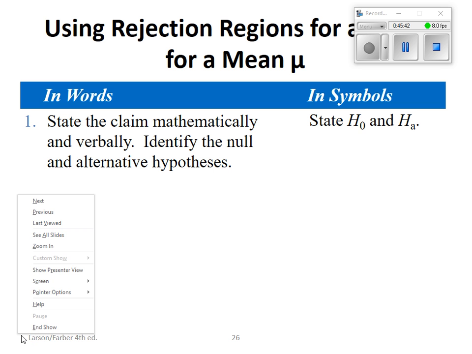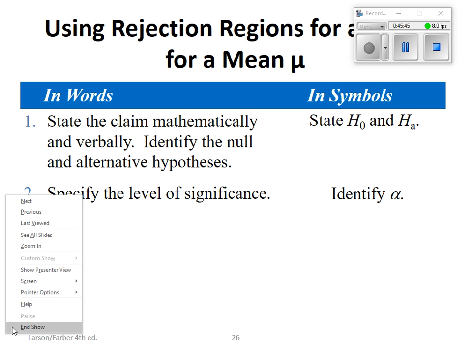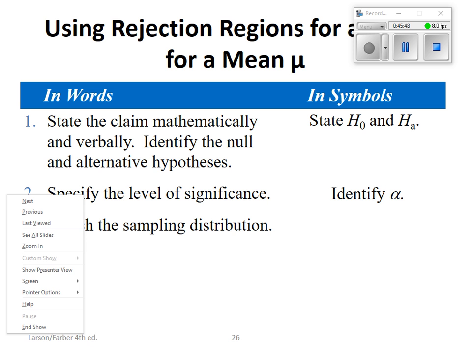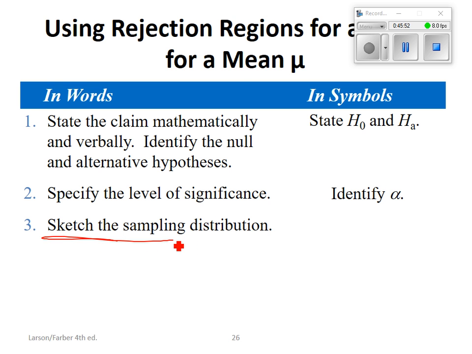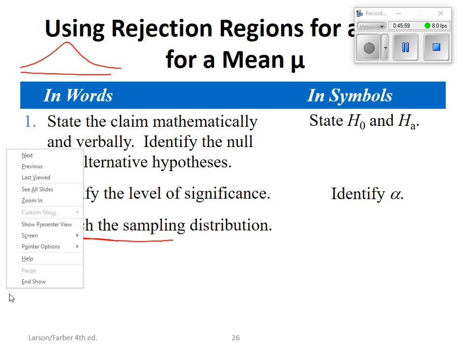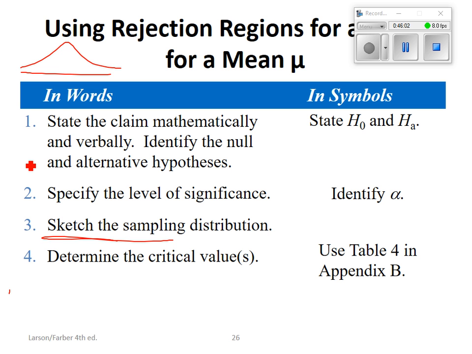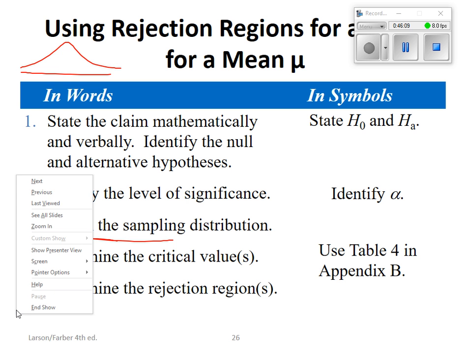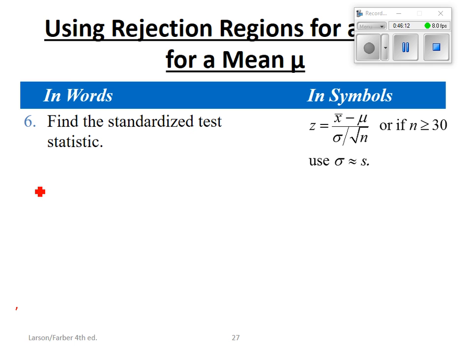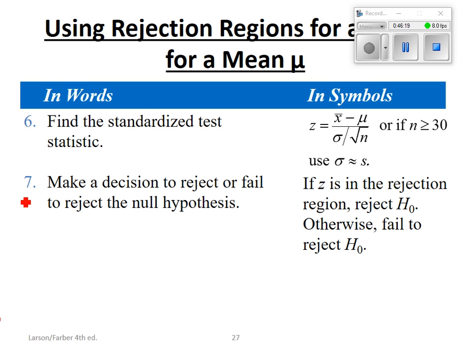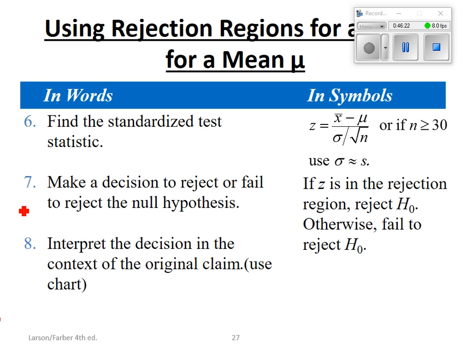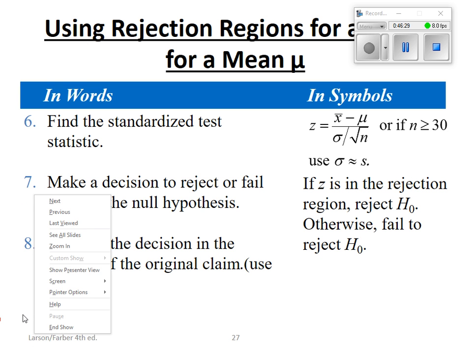So what we're going to do is the same thing over again. State the claim, H0, identify alpha, sketch the sampling distribution. Notice on this one, sketching the sampling distribution is up higher, because now you're actually using the graph to decide instead of just using it as a picture to help you. Determine the critical values. We use that little chart that you just wrote down. Determine the rejection region or regions. Find the standardized test statistic. We're going to have to use that formula. Make a decision, reject or fail to reject. Interpret that, using that little chart that we had with the 4 things on it to decide whether to reject or fail to reject.